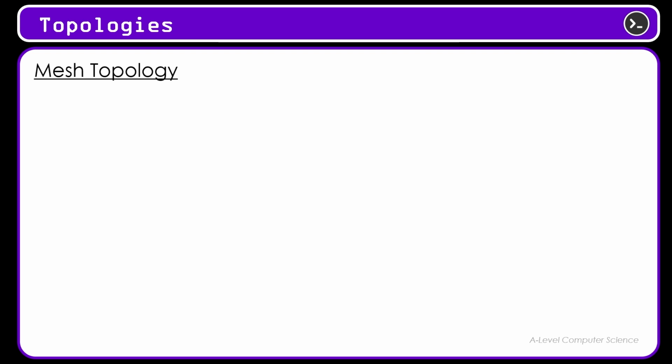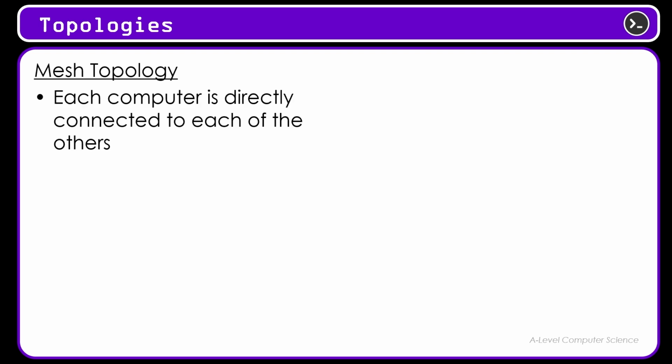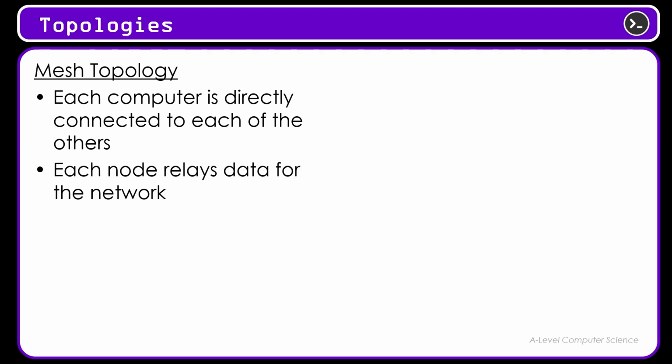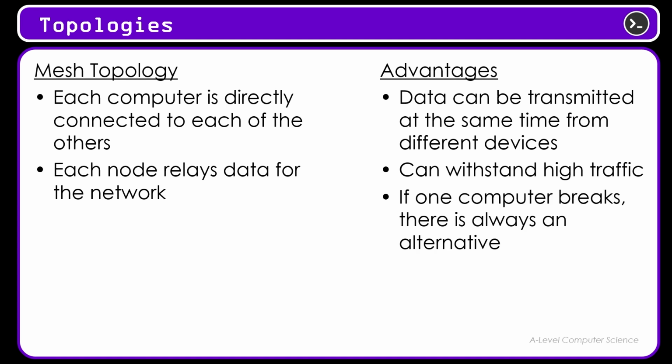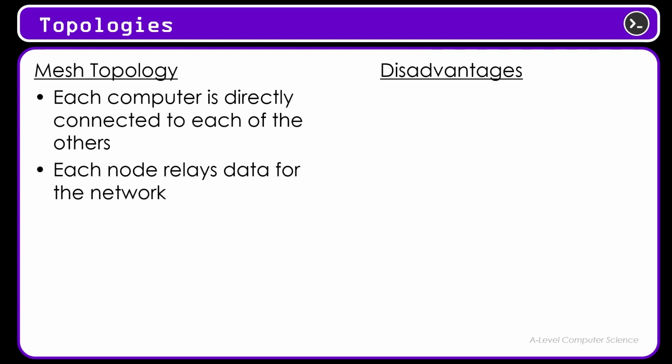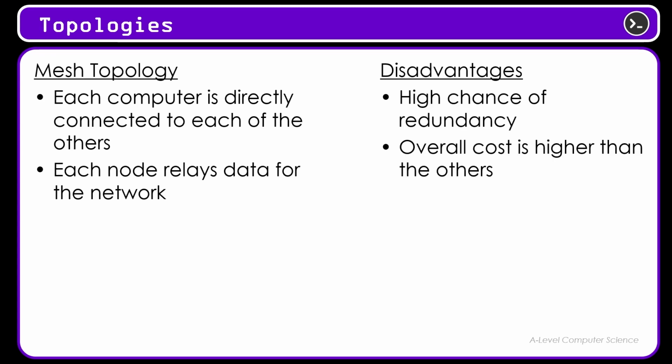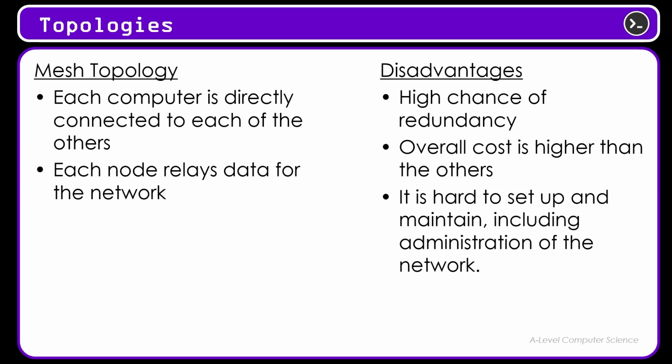In a mesh topology, each computer is directly connected to each of the others, and each node relays data for the network. This means that data can be transmitted at the same time from different devices, so it can withstand a high volume of traffic. If one computer breaks, there's always going to be an alternative route. However, there's a high chance of redundancy. The overall cost is much higher than the other topologies, and it's hard to set up and maintain, especially the administration of the network.